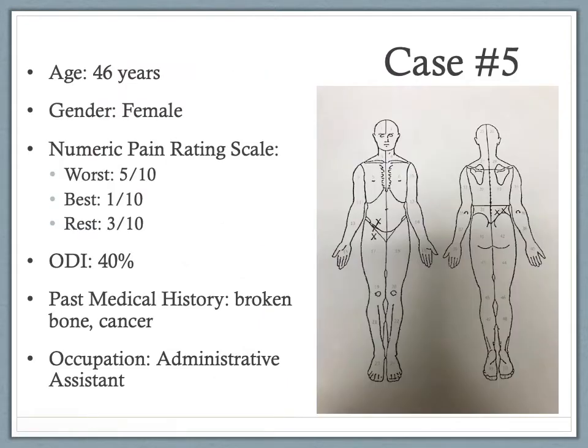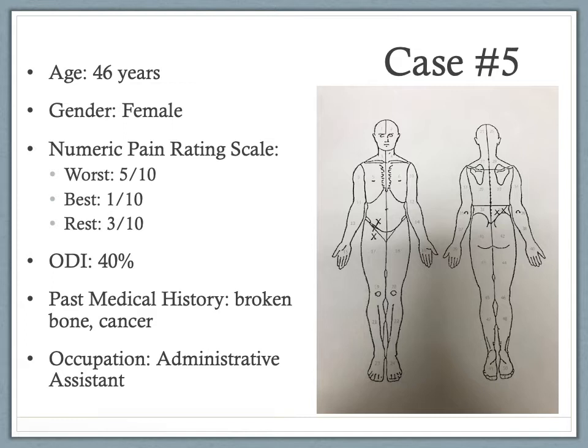So here's some information about this case. This was a 46-year-old female. She came to me via direct access, so she hadn't had a chance to see a physician yet. As far as her numeric pain rating scale, at a worst, her pain on the right side of her lower back and the right groin was a 5 out of 10. At its best, it was a 1 out of 10, so she always had some level of pain, and at rest, it made it to a 3 out of 10.